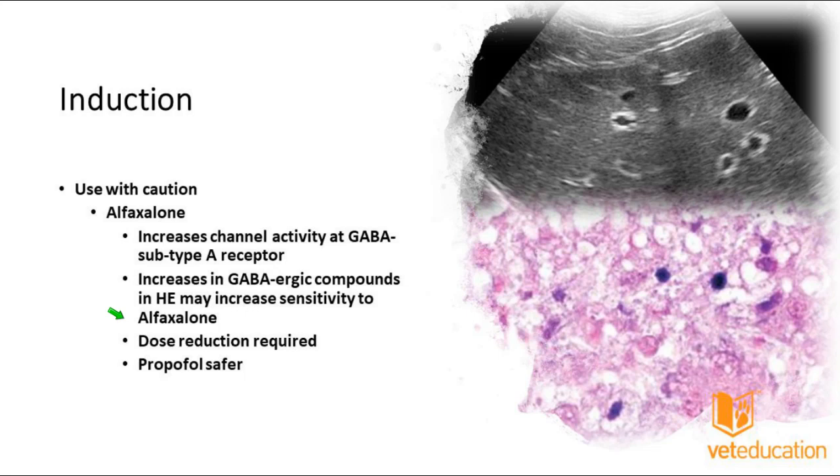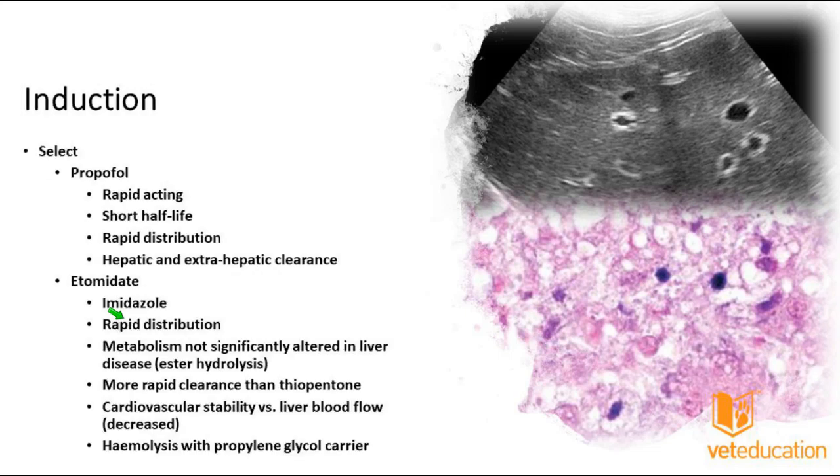We do require some dose reduction because it is metabolized in the liver as well, and we may see some unexpectedly quite profound central nervous system responses to alfaxolone administration in these patients. So generally speaking, propofol is a much safer option than alfaxolone.